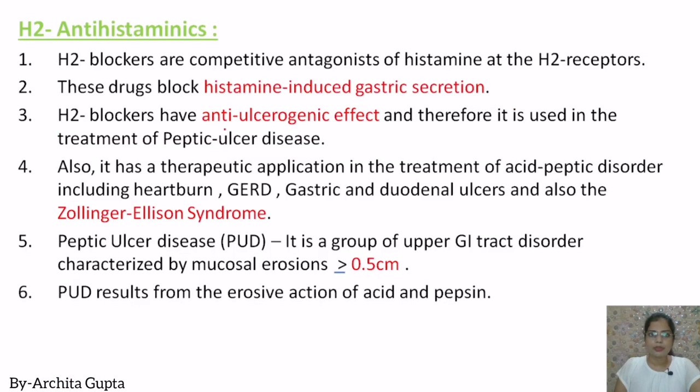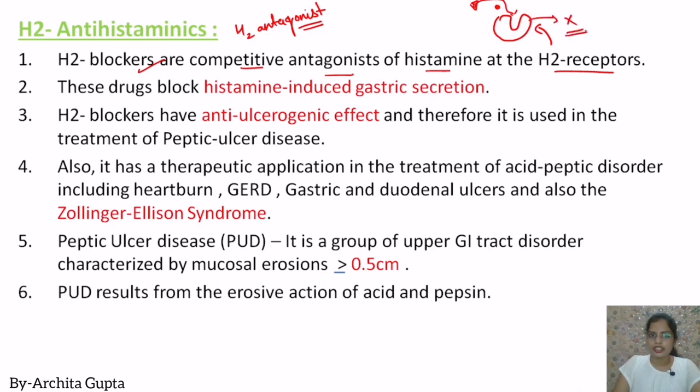So H2 antihistaminics are also known as H2 blockers and H2 antagonists. What they do is competitively antagonize the action of histamine at the H2 receptor. Suppose this is the H2 receptor and this is histamine. The H2 blocker competitively antagonizes the action of histamine at the H2 receptor, and therefore histamine cannot bind to the H2 receptor, so the action is not seen.